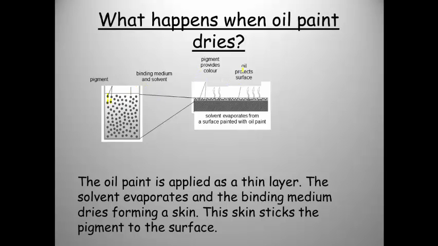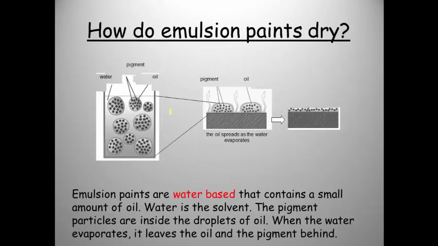Pigment provides a colour, oil protects the surface, and the solvent evaporates, and you can see that. So an oil-based paint is applied as a thin layer, the solvent evaporates, and the binding medium forms a skin which sticks the pigment to the surface. Now, the other one is an emulsion.